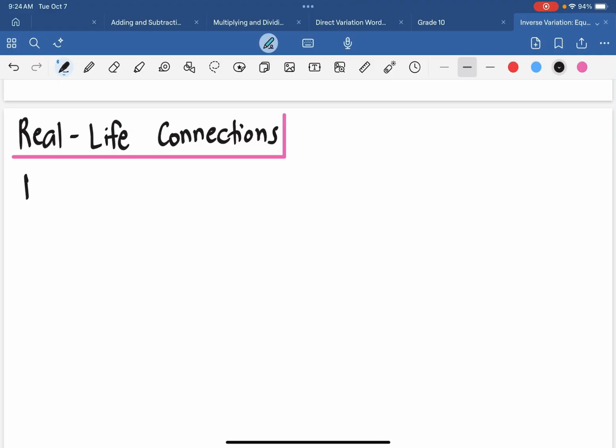For example, we have here eating food. So the more people eat from one dish, that means the less food remains. So let's have people as P and food as F. Based on this, we could say that as more people eat from one dish, the less food there will be.